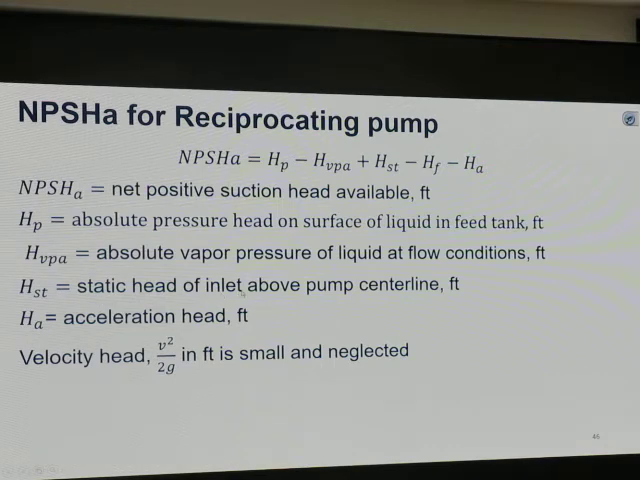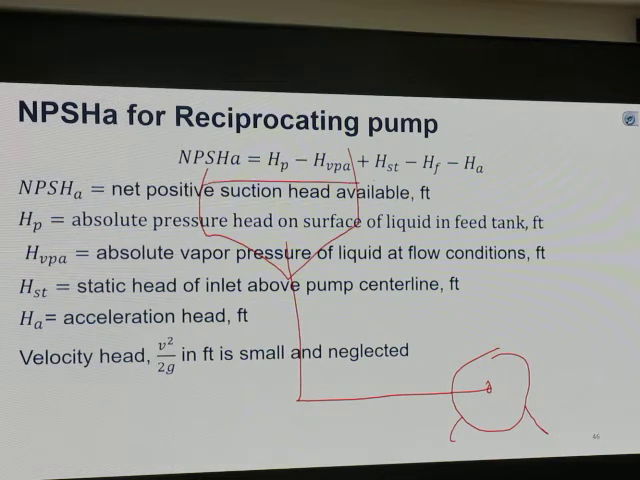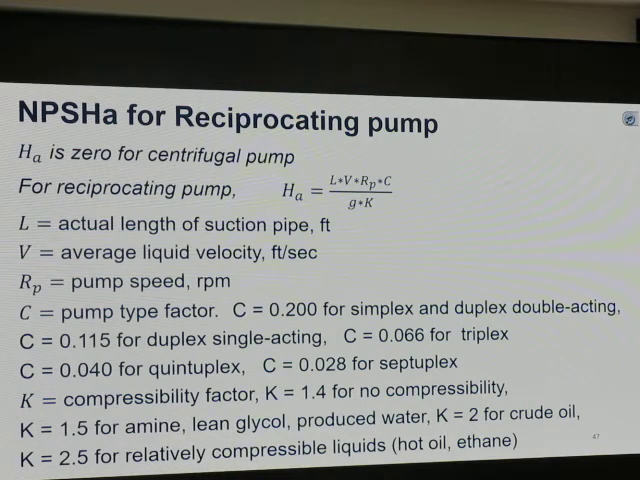Static head of inlet above the pump center line. So I look at the pump, at the center line. If the tank has a liquid level well above that, this distance is HST. Okay. HP is the pressure in the tank. If the tank is closed and it has gas on top and that gas is like 10 psi, converted to feet, that is HP. Okay. Vapor pressure, of course, is a negative value. It's more difficult to pump up to it than to go through it. Good? I think we covered this already, NPSHA. Great.